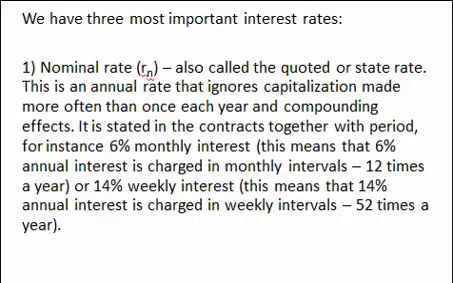First, nominal rate, also called the quoted or state rate. This is an annual rate that ignores capitalization made more often than once each year and compounding effects. It is stated in the contracts together with period.